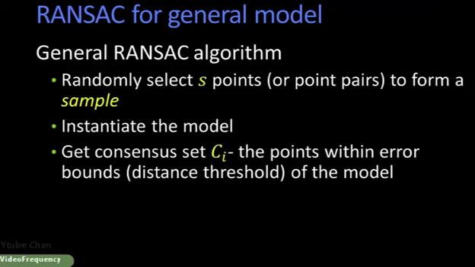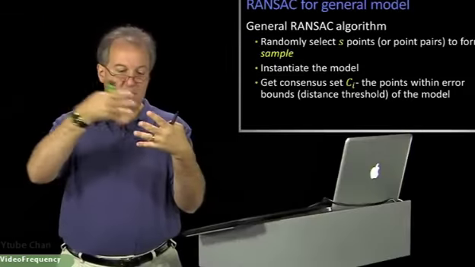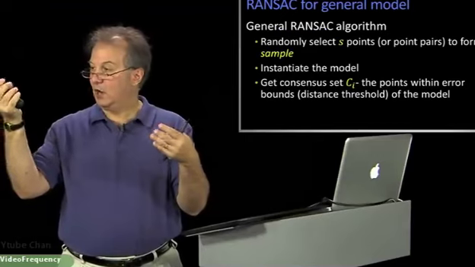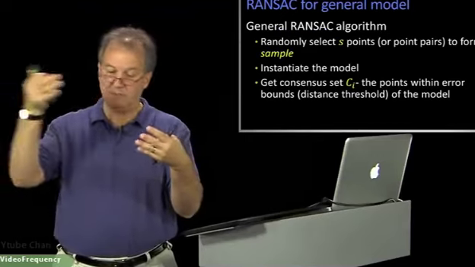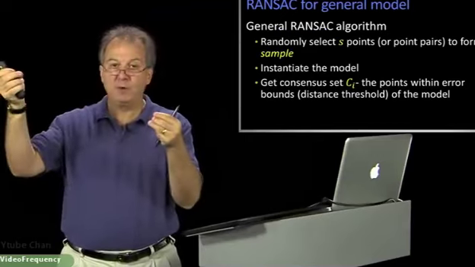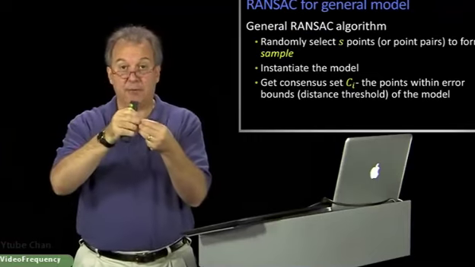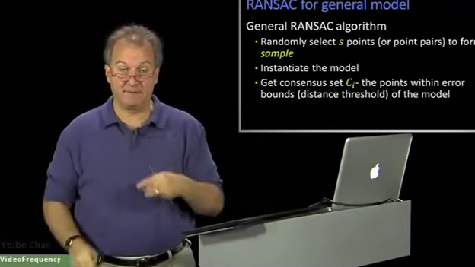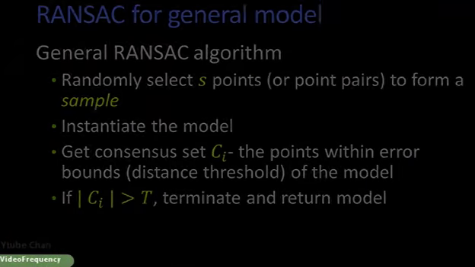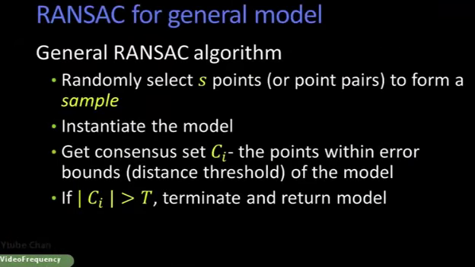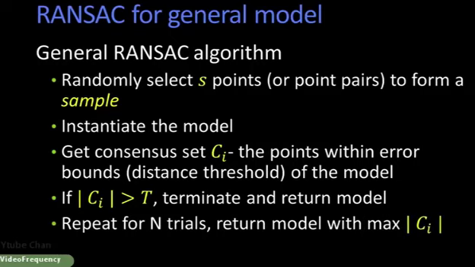So if you think of it as the homography maps this image to that image, I can see how many of the proposed matches now land in the same place that they said they came from. That's the number of inliers. And in fact, you might even terminate this algorithm as soon as that consensus set is big enough. Or you might just repeat it n times, and then you return whichever model gave you the biggest set. So that's the general RANSAC algorithm.